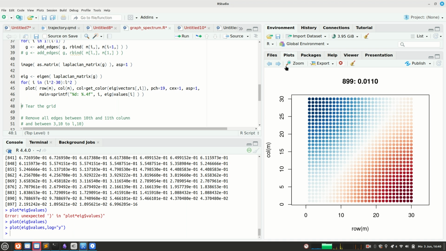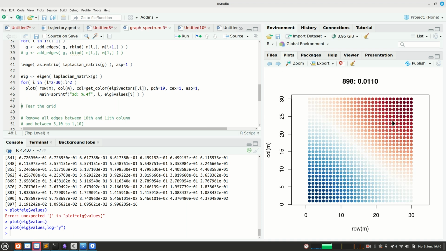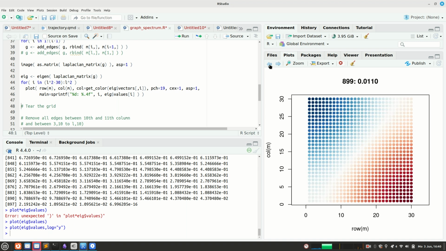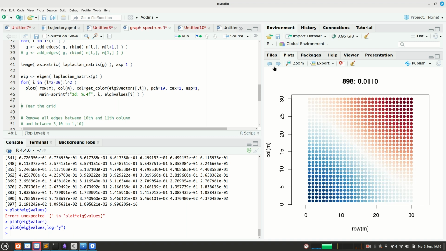If you go back to 898, we see exactly the same pattern in the other corner. And you see this is a degenerate eigenvalue. Both of the eigenvectors have exactly the same eigenvalue, so we have a whole eigenspace in a way. Any linear combination of these two initial positions will keep its shape and will not change its shape, only its amplitude.